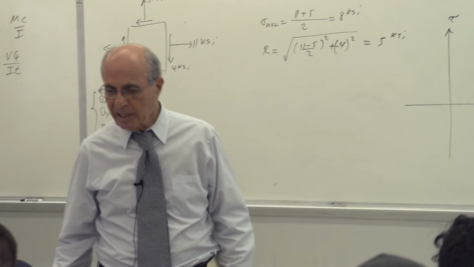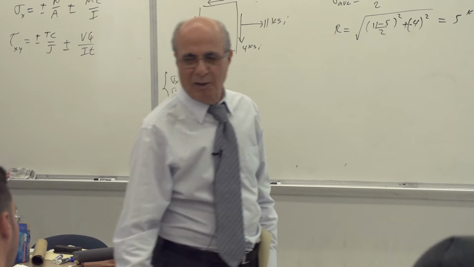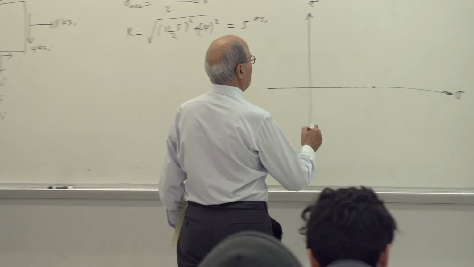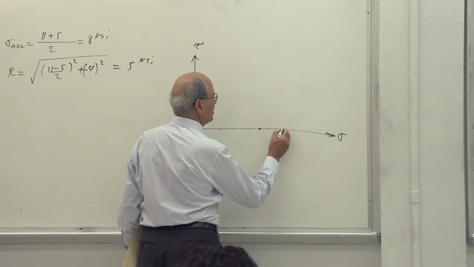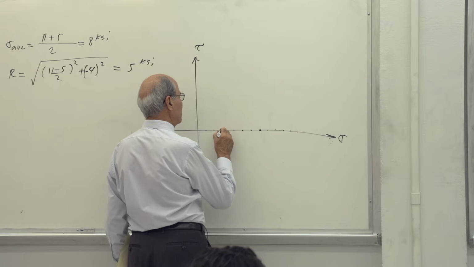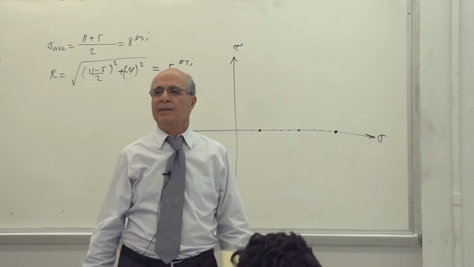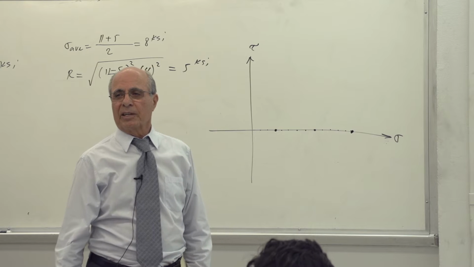What's the radius? The radius, you already drew it. Yes, the radius is 5. So therefore, you have to go 5 more: 1, 2, 3, 4, 5, or 5 back: 1, 2, 3, 4, 5. So one point is here. These are already your 2 principal stresses. Is that correct or not?